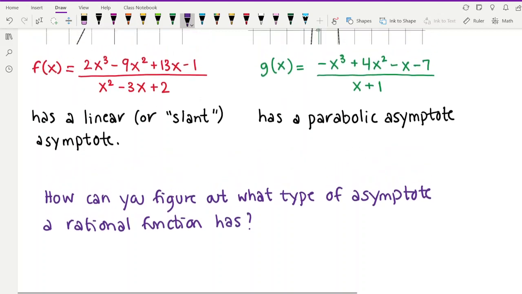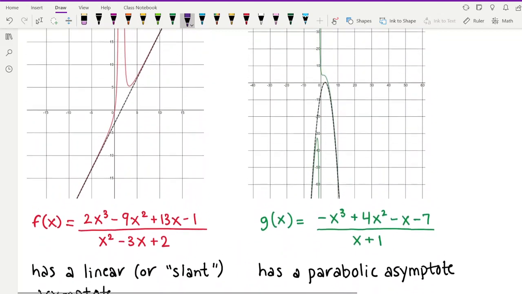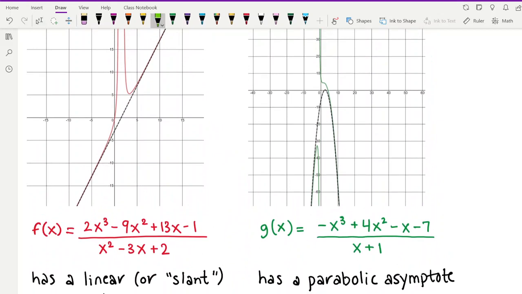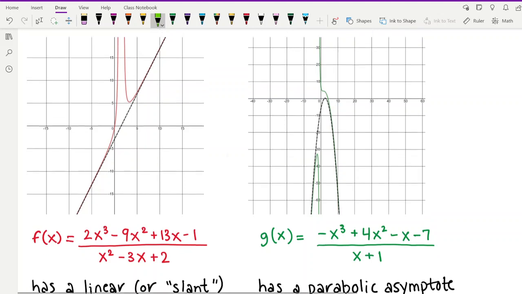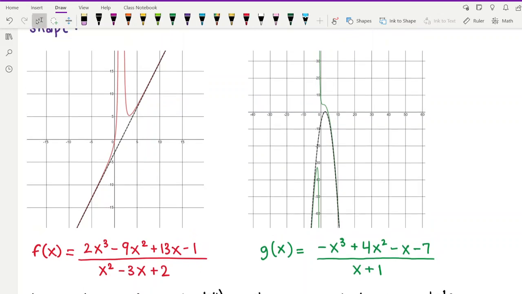So we can kind of answer that question already. One thing that you might have noticed: what's the difference between the numerator and denominator in these two functions? In the function on the left, the numerator is only 1 degree higher than the denominator, right? It's 3 and 2. And if you think about what a degree 1 polynomial looks like, it's a line, right? And so the asymptote ends up being a line.